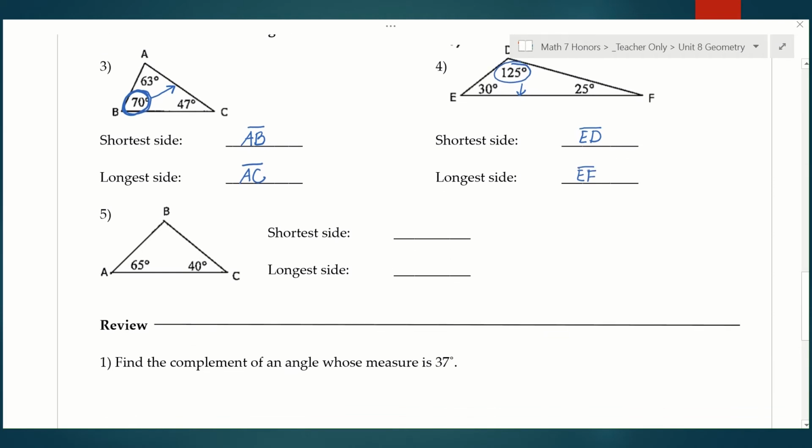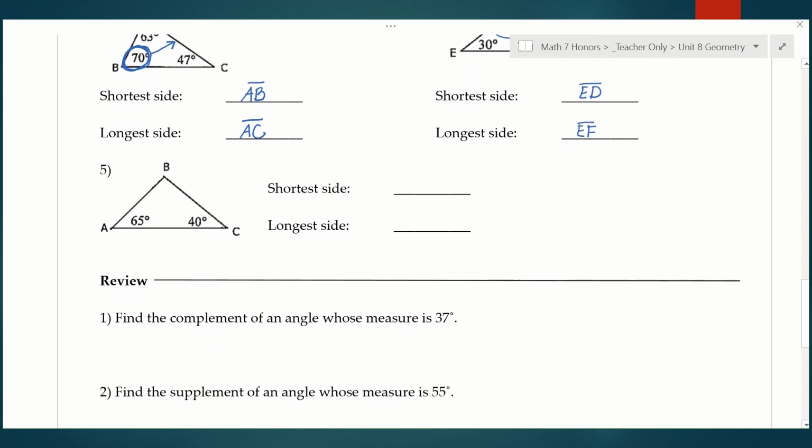Okay, now in number 5, we are missing an angle. So it is very important that before you start classifying, naming your shortest and longest side, that you first find out what that missing angle is. Okay, so we did this in the last lesson. The 3 angles of a triangle add up to be 180 degrees.